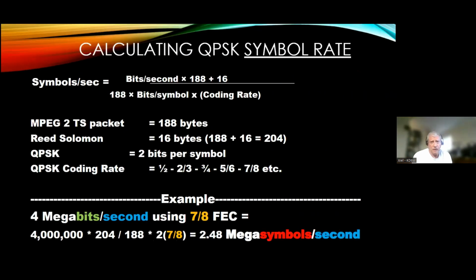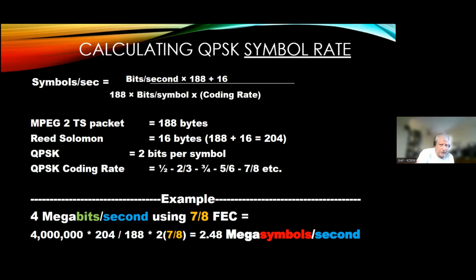Now, I did want to throw a little math at you, so there will be a quiz later. Based on this formula, you've got symbols per second equals, and there you go. So you do some math. What you need to be aware of is that every MPEG-2 TS packet is 188 bytes long. Reed-Solomon, which is part of the forward error correction, adds an extra 16 bytes to that. So 188 plus 16 gets you 204.